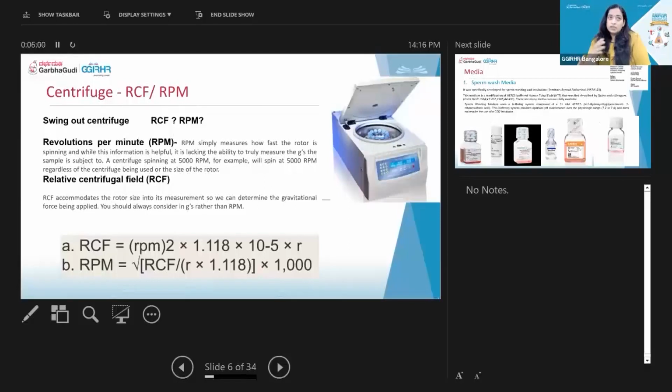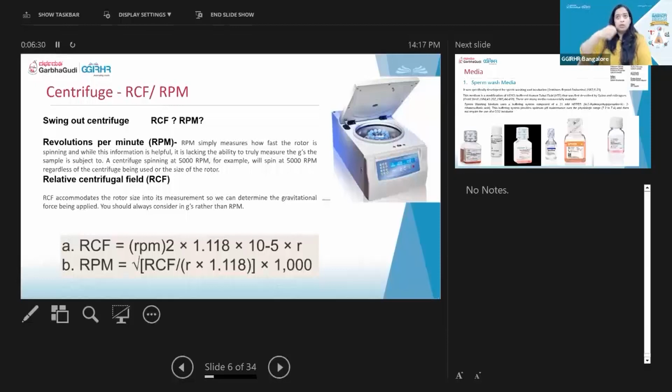When I speak about the centrifuge, we always have different models of centrifuge. What we usually prefer in an IVF center is a swing-out centrifuge. There are two types actually, the fixed angle and the swing-out. The one we prefer is the swing-out centrifuge, where the pellet is formed just at the bottom of the tubes, whether it is a conical tube or a round bottom tube. In a fixed angle, you will have the pellet in a slanting formation.